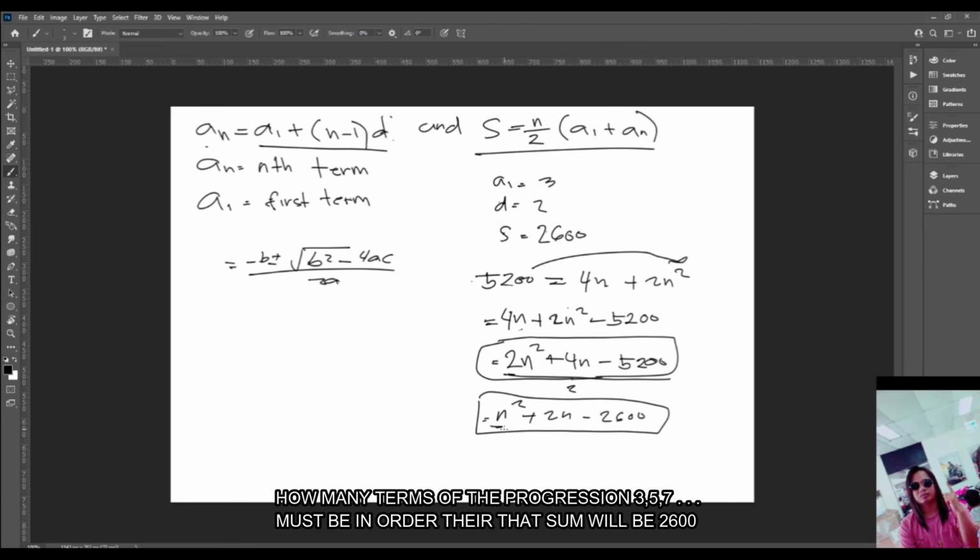So from here, let's plug it in. This is 2, the b, right? Because if I write it as ax squared plus by minus c, then a here is 1, b is 2, and c is 2600.